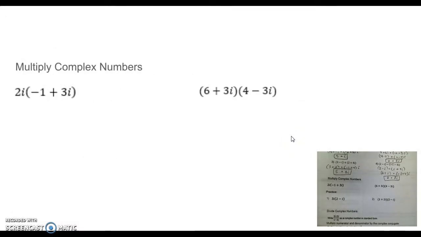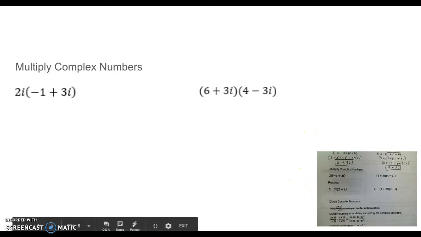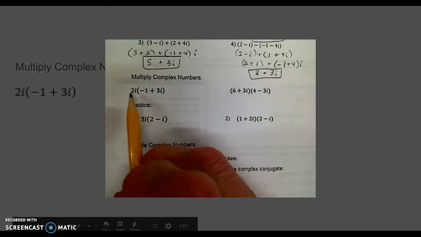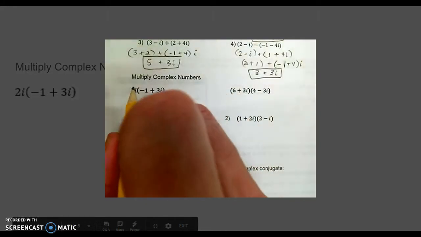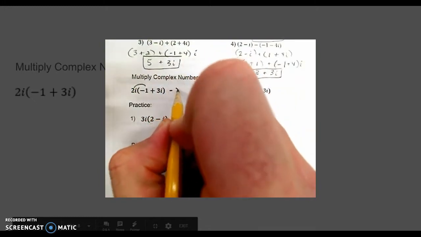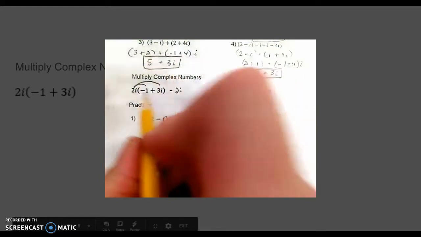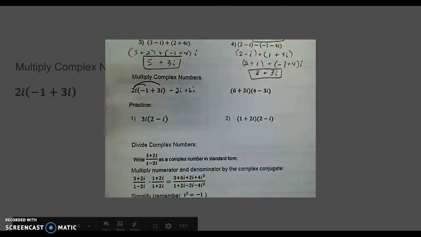So it turns out that we can also multiply complex numbers, much the same as we learned how to multiply polynomials by using the distributive property repeatedly. So let's take a look at a couple of examples. 2i times the complex number -1 plus 3i. So 2i times -1, that's -2i. 2i times 3i, 2 times 3 is 6. i times i is i squared.